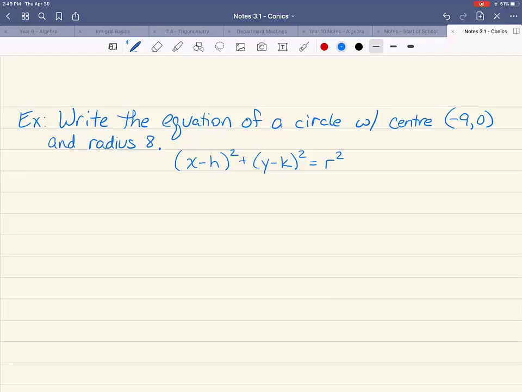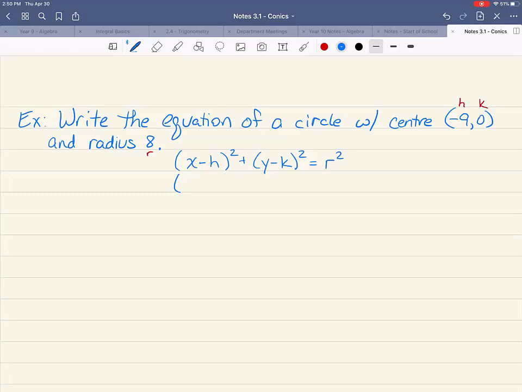(x − h)² + (y − k)² = r². The center, remember, is your h and your k, and the radius is your r. So now all you have to do is put those values in. Be careful of your signs.